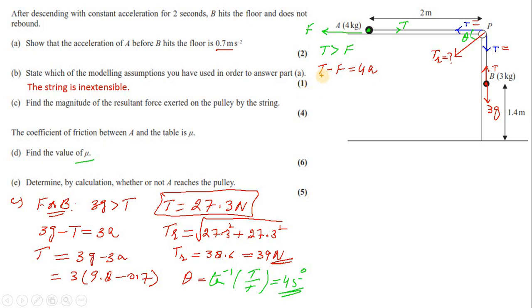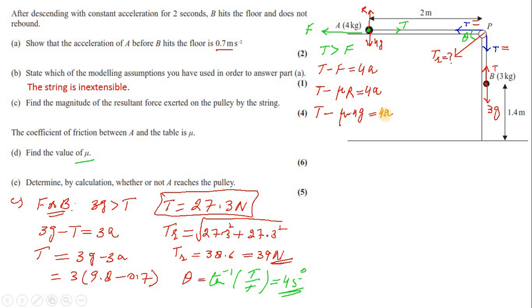And T we have already found. What do we need to find? We need to find mu. So T we have already found. So T minus F, where F is mu R, is equal to 4a. R is the contact force, and this contact force R will be equal to the weight 4g, because we don't have motion in the vertical direction. So you replace this R with 4g. So T minus mu times 4g is equal to 4a.